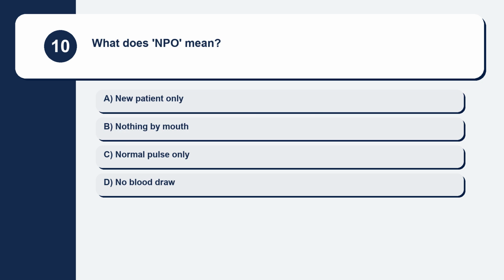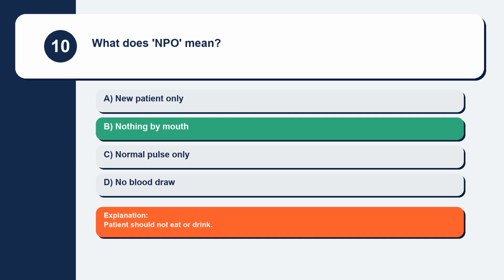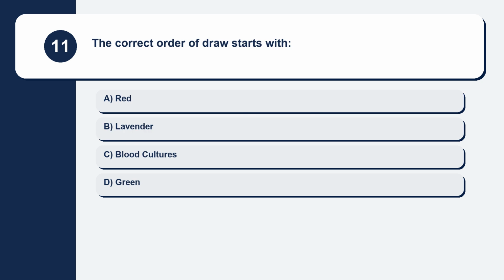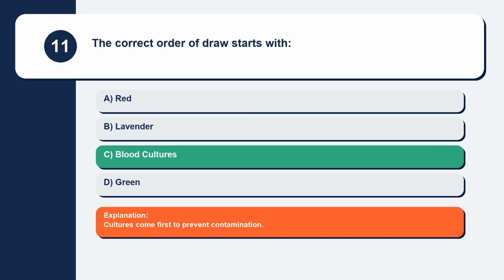Question 10. What does NPO mean? New patient only, nothing by mouth, normal pulse only, no blood draw. Patient should not eat or drink. Question 11. The correct order of draw starts with red, lavender, blood cultures, green. Cultures come first to prevent contamination.